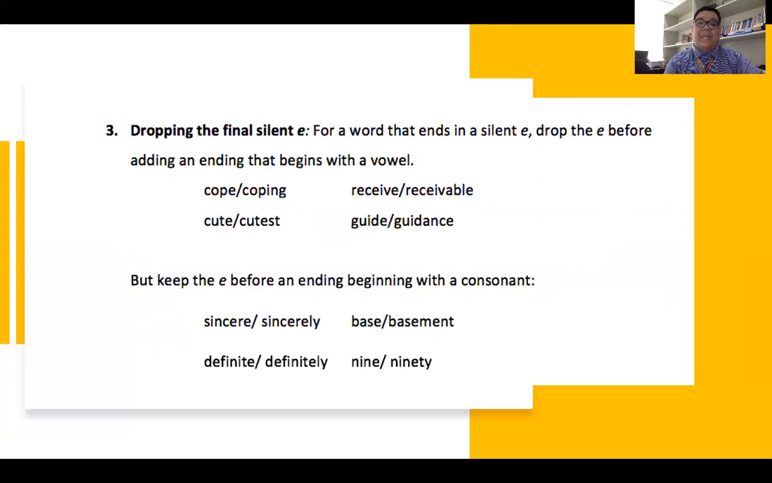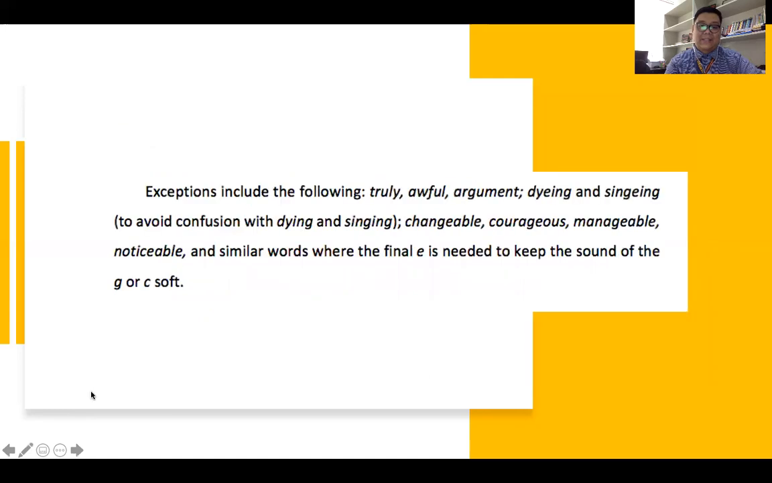But keep the E before an ending beginning with a consonant. So if the ending begins with a consonant, for example, in the word sincere, sincerely. If you notice, R is the letter that comes before E. Definite, T is the letter before E. So we say definitely, base, basement, ninety, ninety. Okay, I hope you get this.